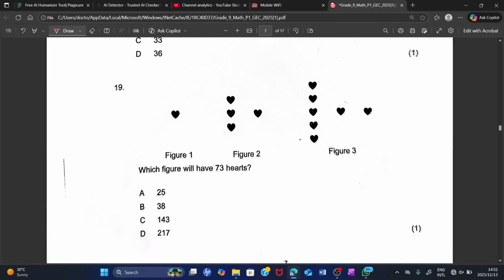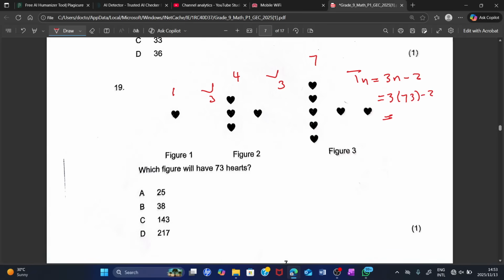Which figure will have 73 parts? Okay, so we start with the first one. How many? 1, 2, 3, 4, 5, 6, 7. So which means it's 7, yeah? So the difference is what? Is 3. Even here is 3. So meaning that your Tn will be 3n minus 2. So for us to get 73, we put 73 here minus 2.